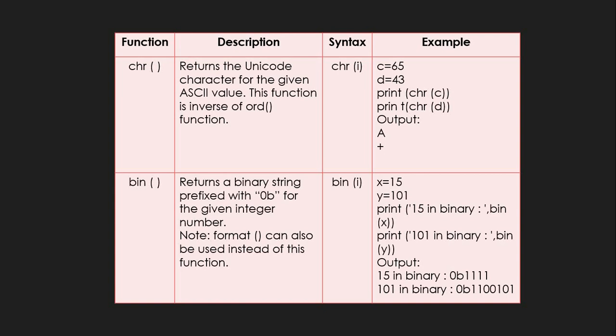If you look at the example on screen, we have given x is equal to 15 and y is equal to 101. When you use this function bin of x and bin of y, it prints the binary value of x, which is 15, and the binary value of y, which is 101. And when the output comes on screen, you will find it is prefixed with this 0b, which indicates it's the binary equivalent of the given integer. So this is a very simple function and it is easy to understand.